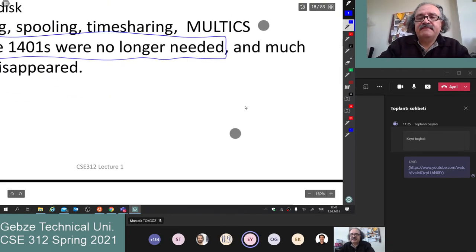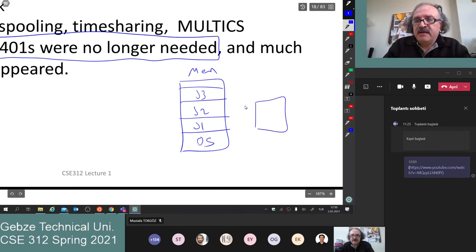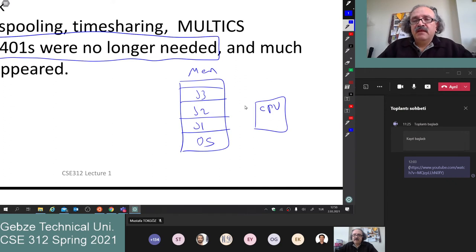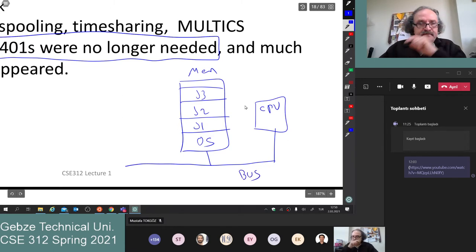Okay, let's think about this. This is my memory. Inside my memory, I have my operating system, job number one, job number two, job number three, etc. And this is my computer's CPU. And this memory and the CPU are connected to a bus. They communicate with each other through the bus.